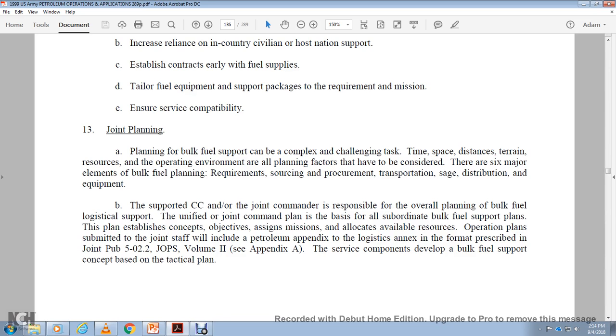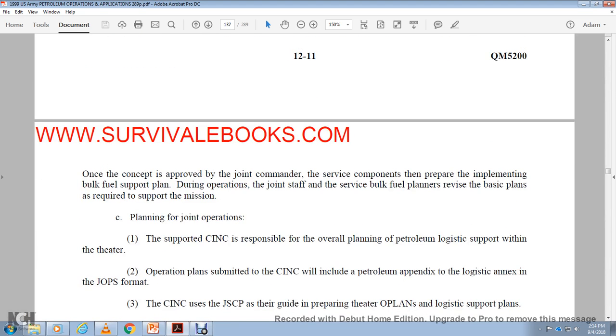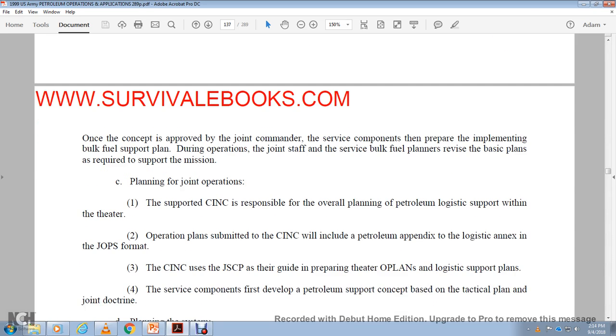Operation plans sent to the Joint Staff include the petroleum annex for the logistics index, in the format prescribed in Joint Pub 5-02 and Joint Pub JLP volume 2, appendix A. The components develop the bulk fuel support concept based on the tactical plan. Once the concept is approved by the Joint Command, the components can implement bulk fuel support during the operation. The Joint Unified Command is responsible for overall planning of petroleum and logistics support within the theater, and the operation plan is submitted in the JOPS format.